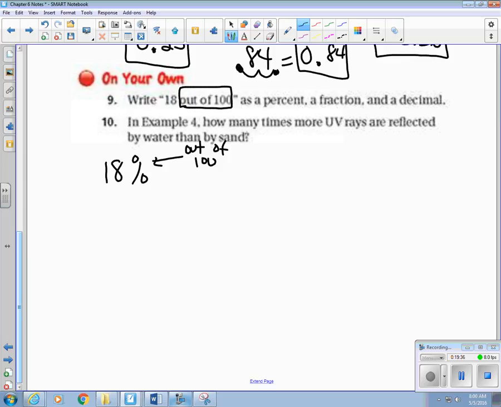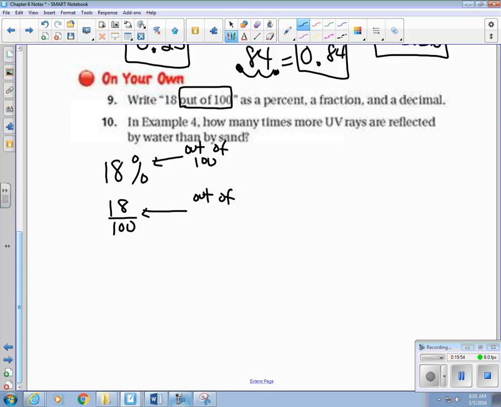As a fraction, in order to write 18 out of 100 as a fraction, we just take 18 and we divide it by 100 because again, this division bar means divide, which also means out of. All right, so it's 18 out of 100.